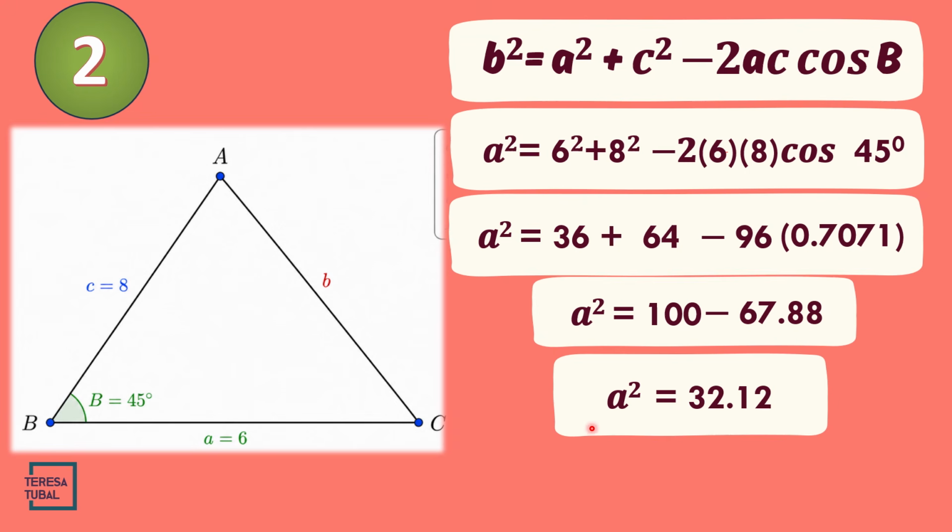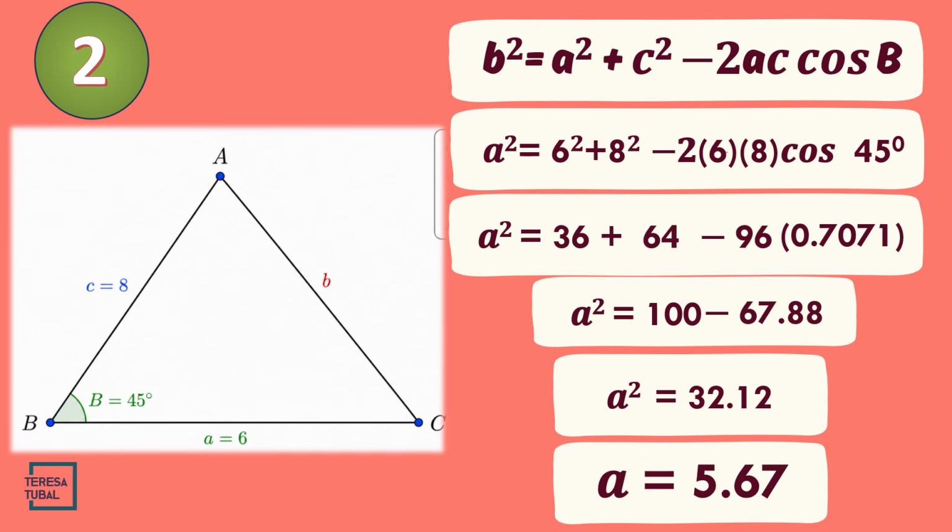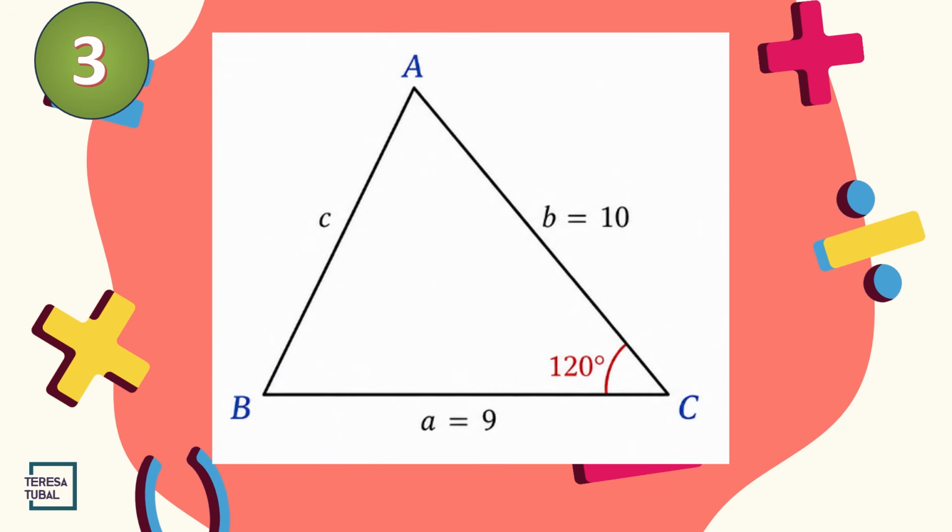Write the square root on both sides. So the square root of b squared is b. Square root of 32.12 using the calculator, that is 5.67.